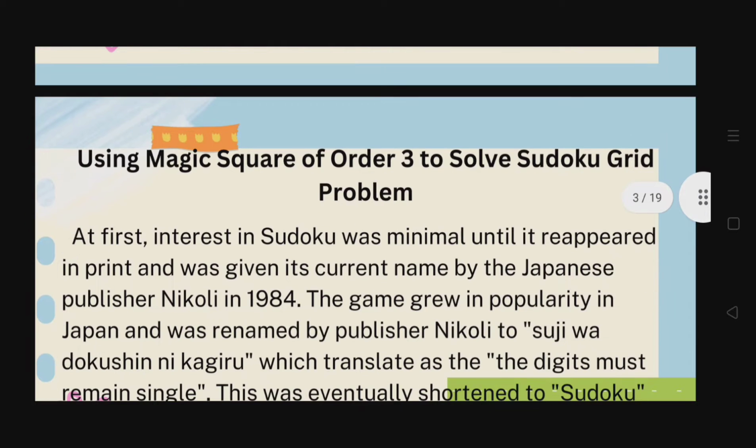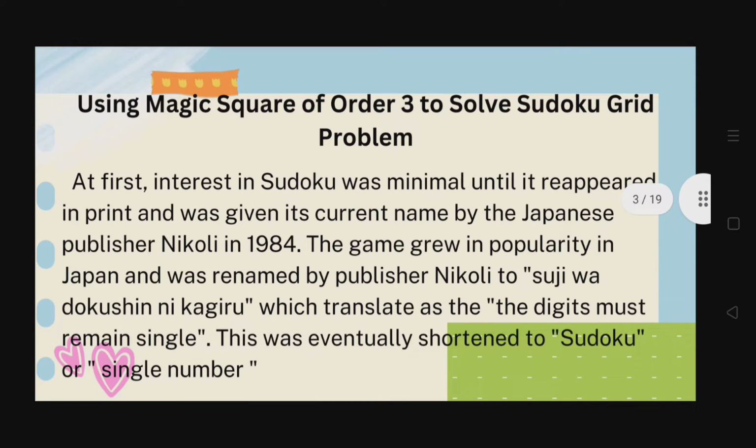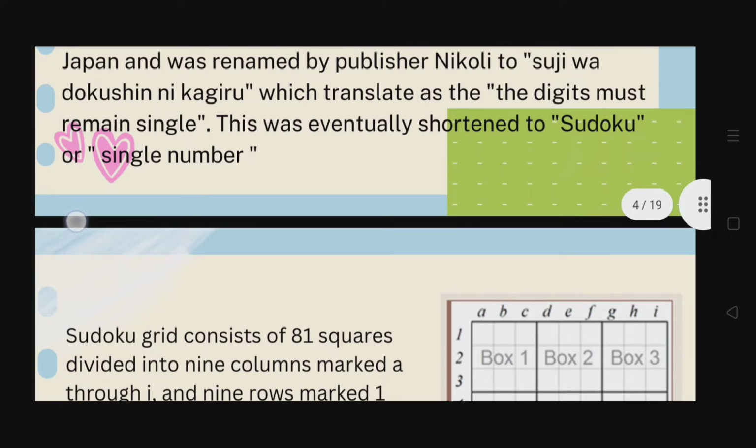At first, interest in Sudoku was minimal until it reappeared in print and was given its current name by the Japanese publisher Nikoli in 1984. The game grew in popularity in Japan and was renamed by the publisher Nikoli to Suji wa dokushin ni kagiru, which translates as the digits must remain single. This was eventually shortened to Sudoku, or single number.